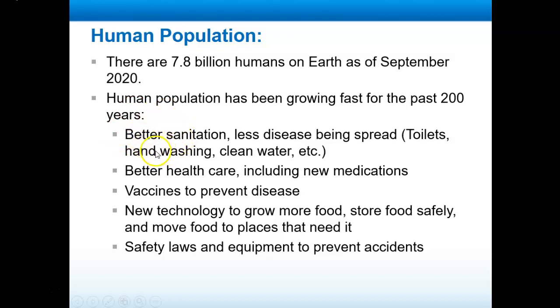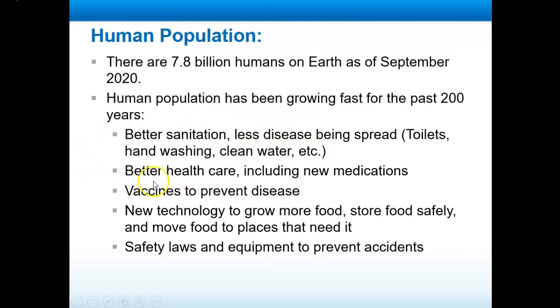We have better sanitation, better cleaning. We use toilets. We don't just go to the bathroom wherever it's convenient. And we clean the water in the toilets before we put it back in the rivers, right? We are not bathing and drinking the same water that the animals on the farm are using. So all that is causing less disease to be spread.